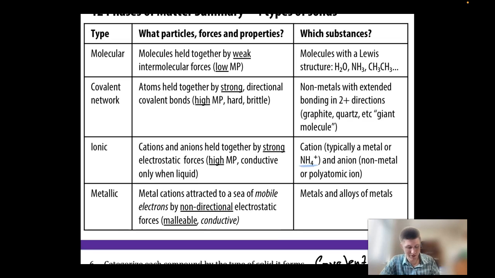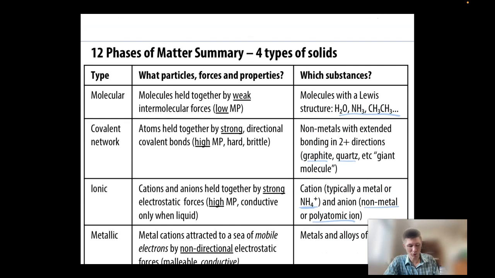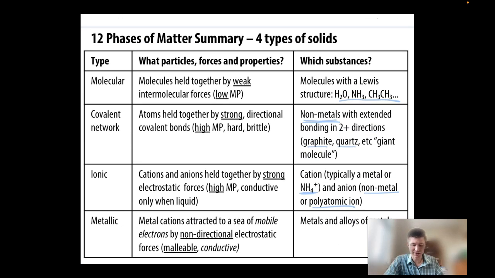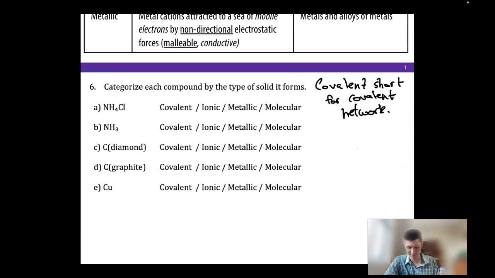So the cation is typically a metal or NH4+. The anion is typically a nonmetal or some sort of polyatomic ion that we have from our list that you sort of need to know for class and lab. Molecular is just anything with a Lewis structure, and covalent network, you sort of need some help to know that it's covalent network. That has to be some sort of extended crystal structure. Again, some examples: graphite, quartz, diamond, things like that. Covalent network, again, always going to be nonmetals because it's a covalent compound.